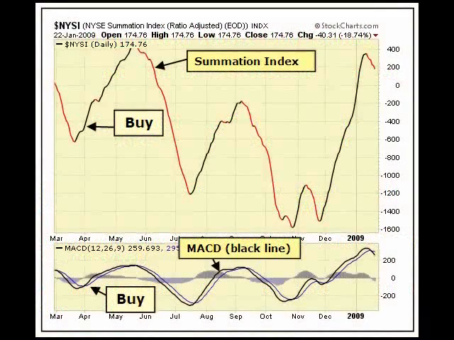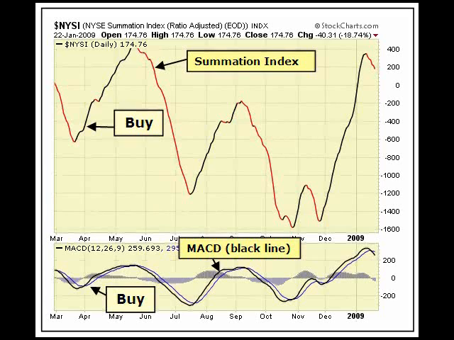Let's now look at some Summation Index buy and sell signal examples. This price graph displays the New York Stock Exchange daily Summation Index at the top and the Summation Index MACD below. On the left side of the chart, we can see the first buy signal in March of last year when the Summation Index was oversold and started to turn positive. This buy signal was generated when the Summation Index MACD line crossed above the 9-day EMA trigger line, indicating a bullish price trend for stocks.